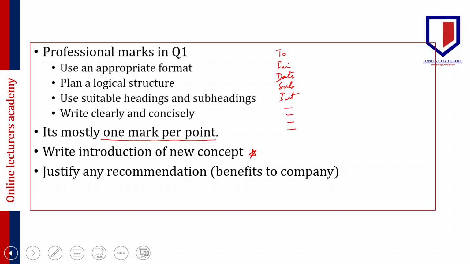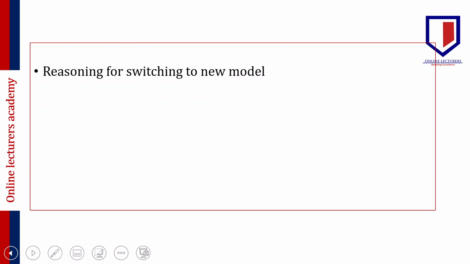Do justify everything, whatever you are recommending, justify that. Whatever is wrong with the company, whatever the company is doing wrong, you have to justify why a company should switch. That's really very important. Reasoning for switching to the new model, I mean this is really very important, to write the reason why the company is switching to the new model.